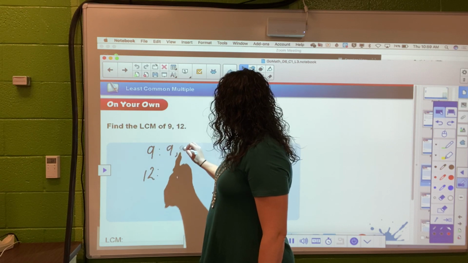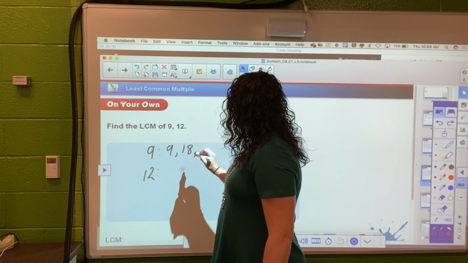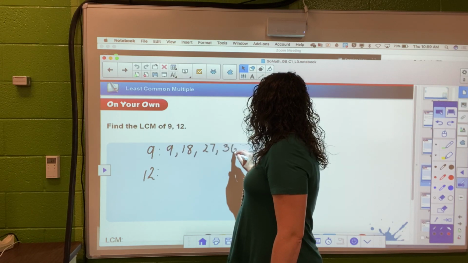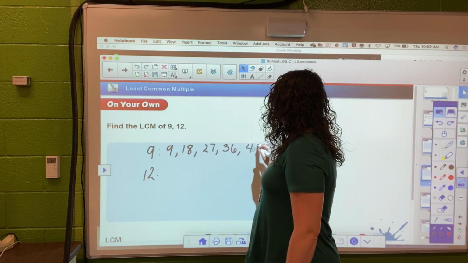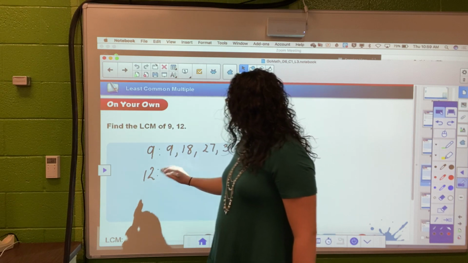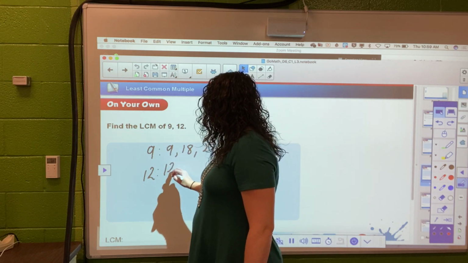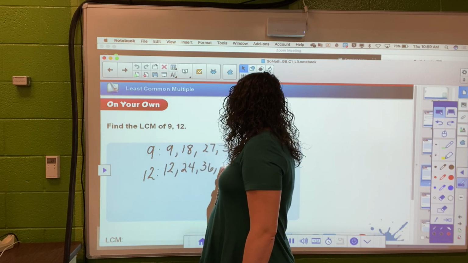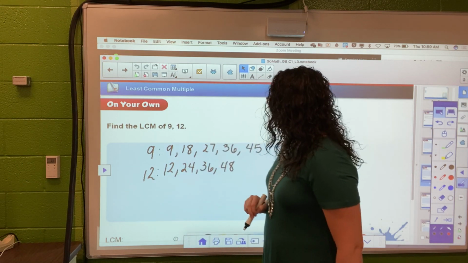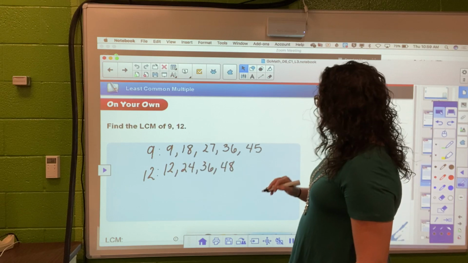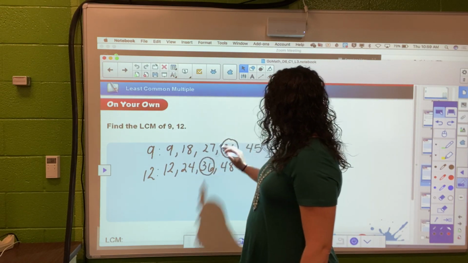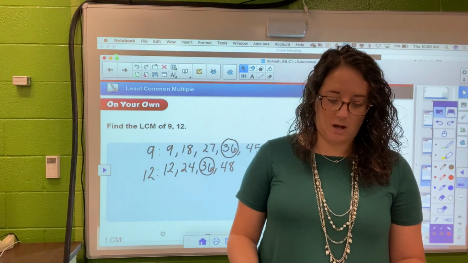9 times 1 is 9. 9 times 2 is 18. 9 times 3 is 27. 9 times 4 is 36. 9 times 5 is 45. 12, we have 12, 24, 36, 48, and I already see a common multiple. I see 36. That is our least common multiple.